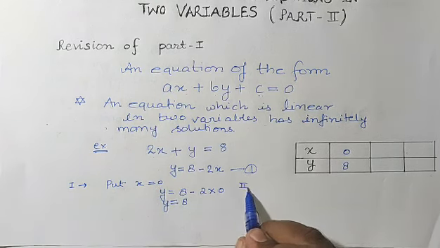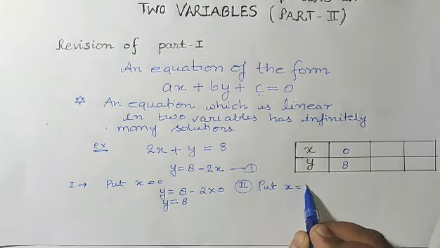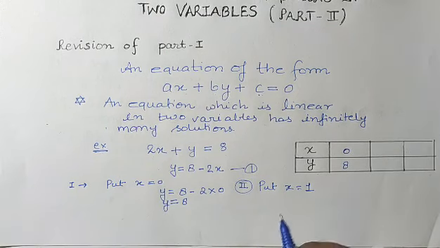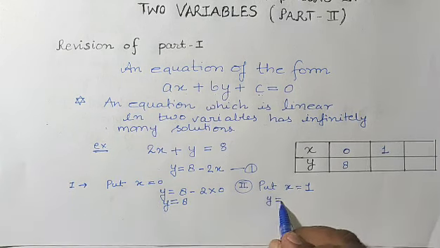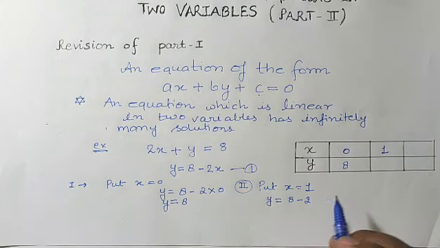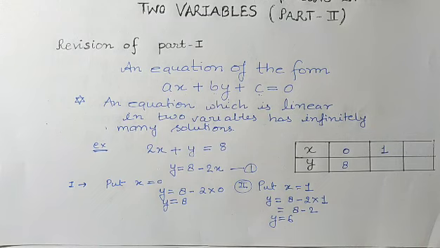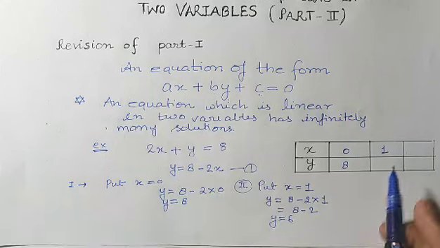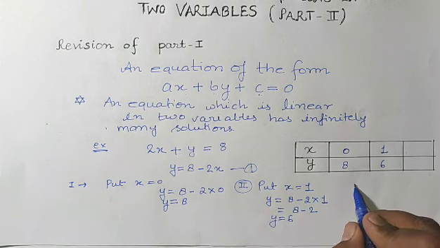Now the second case, put x is equal to 1. When you put the value of x as 1, what value of y do you get? You get 8 minus 2 into 1, that is 8 minus 2, so y is equal to 6. So for this equation, when the value of x is 1, you get the value of y as 6.